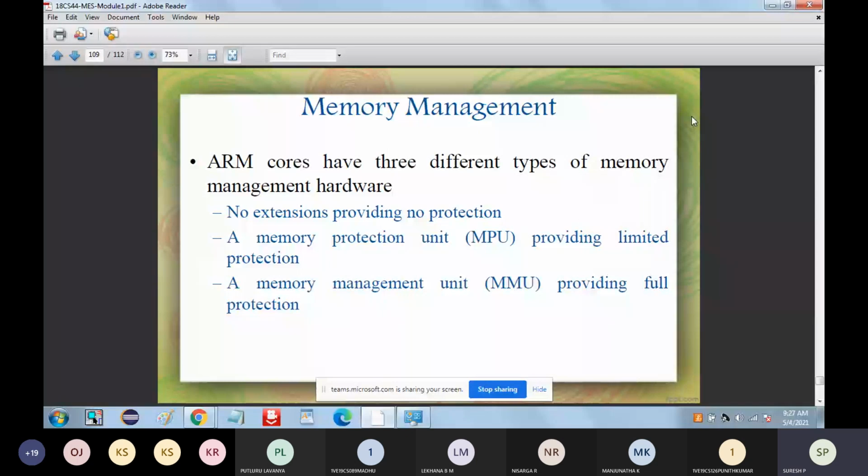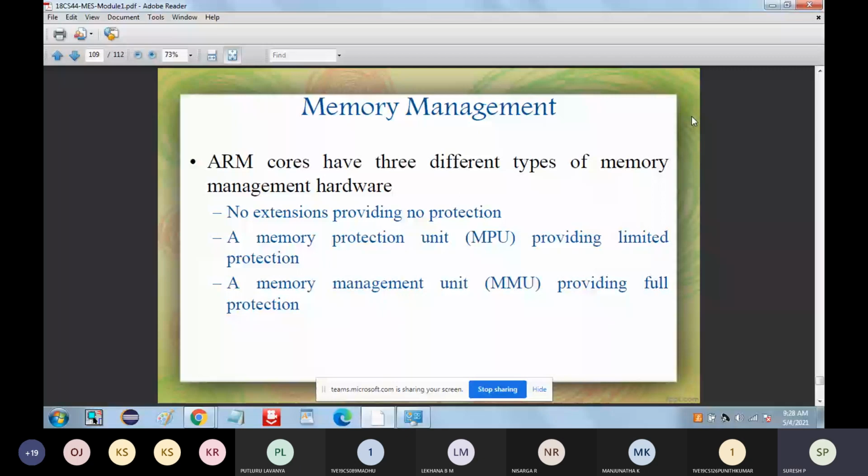The other type of memory management is the MPU. It stands for memory protection unit. The memory protection unit will provide you limited protection. The third one is the memory management unit. The memory management unit is going to provide you full protection.